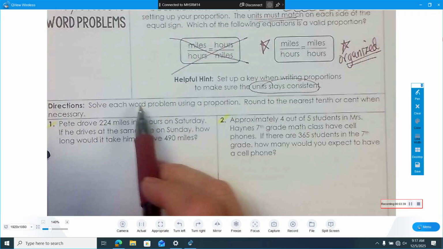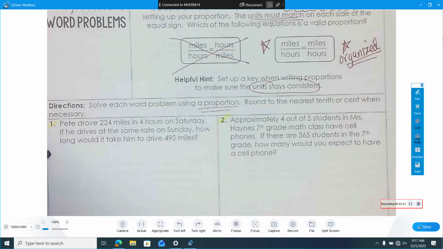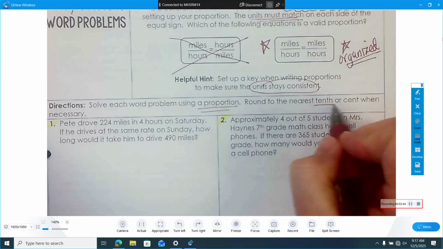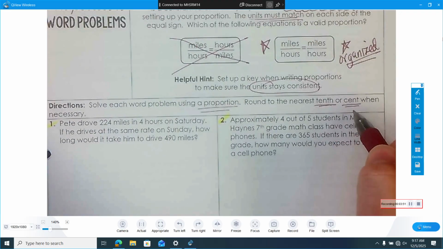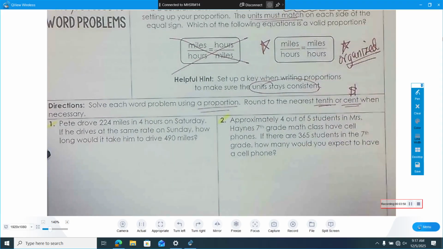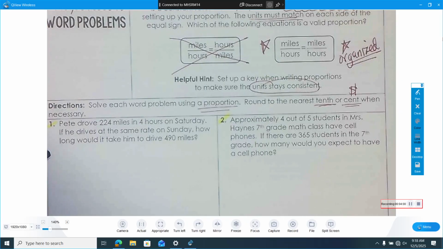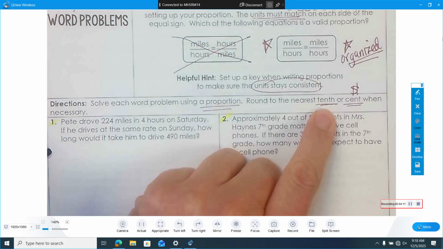So directions. Solve each word problem using a proportion. And we're going to round to the nearest tenth or cent when necessary. So why would we use cents? When would it be appropriate to use cents? When we're talking about money, yeah, we want to think about dollars and pennies. So when we're involving money, we'll round to the nearest cent, like money should be $1.87 or $12.39, something like that. Okay, something that makes sense. Otherwise, we'll round to the tenth place.